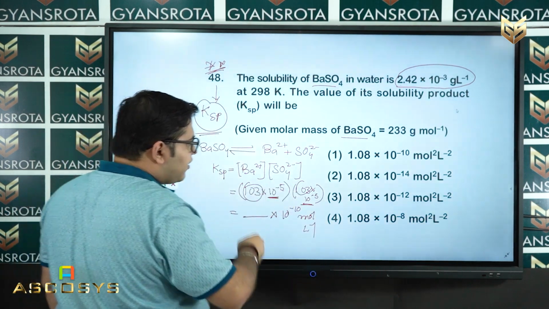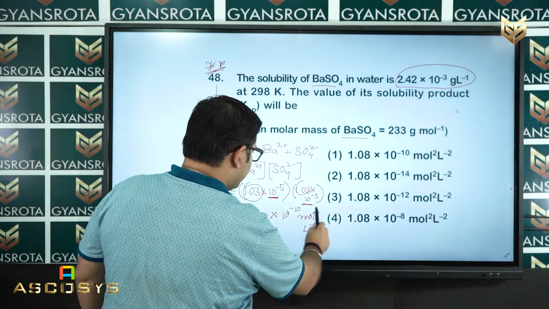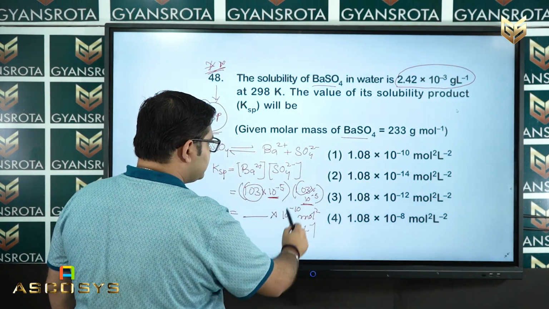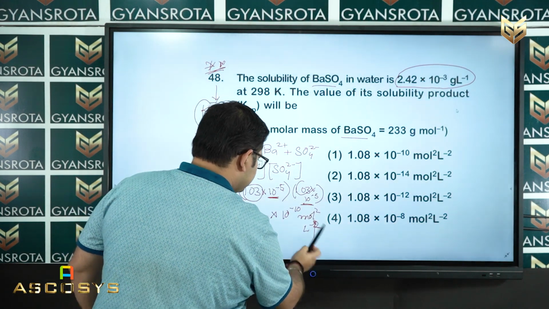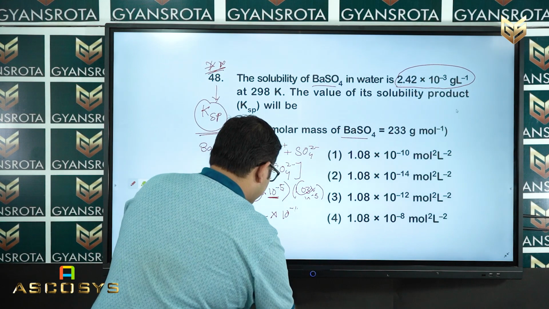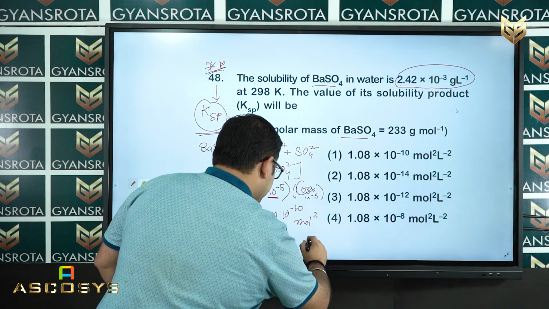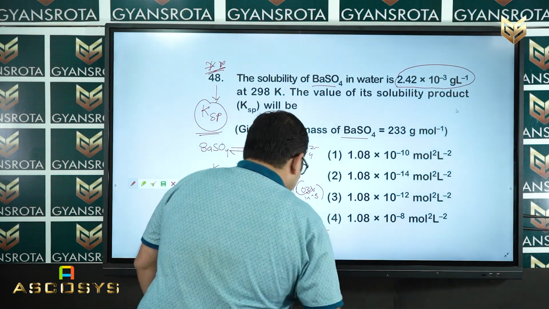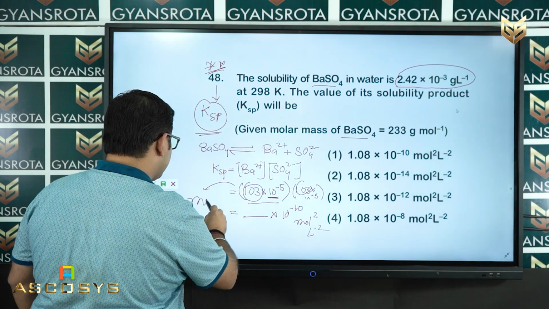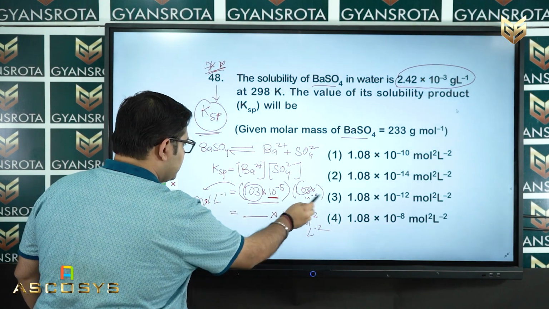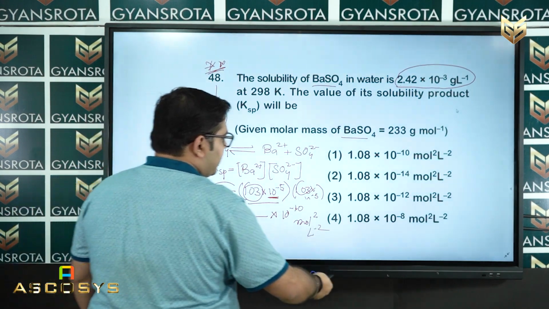So, if you see on your options, sorry, this is mole square, because here mole and mole, this becomes mole square, and here again liter to the power minus 2. So, I am writing it again: mole square liter to the power minus 2. So, how will it come? See, here the concentration terminology is mole per liter, this is also mole per liter. So, ultimately mole square into liter to the power minus 2.